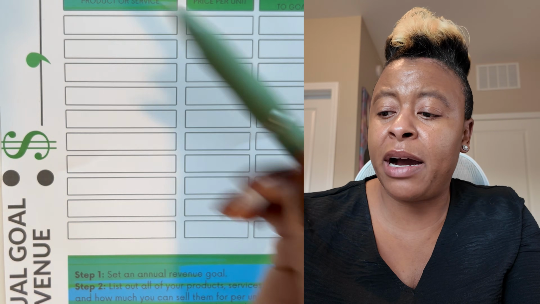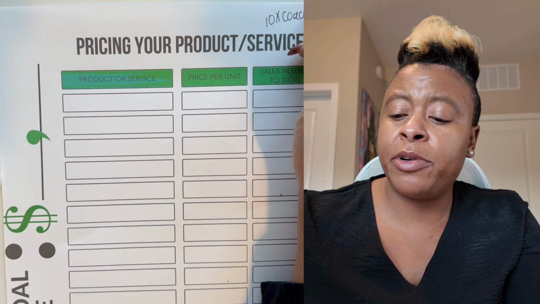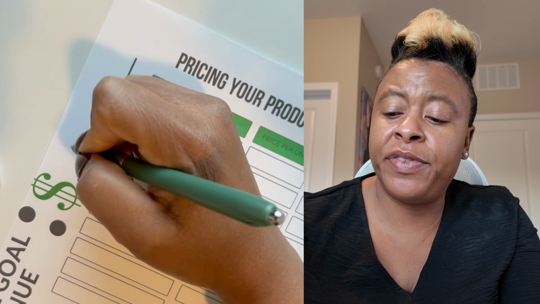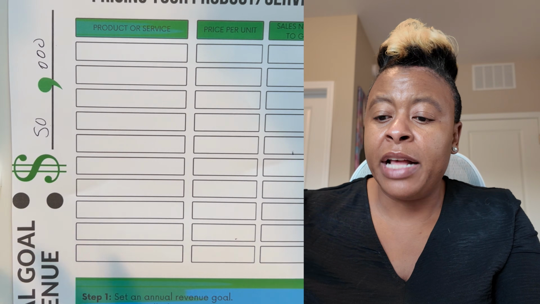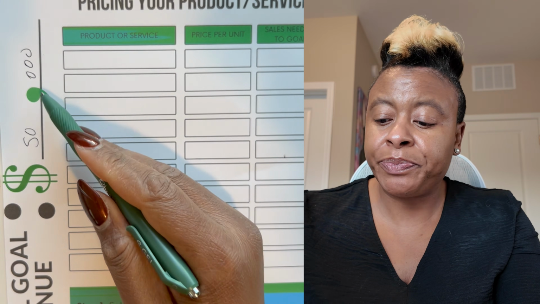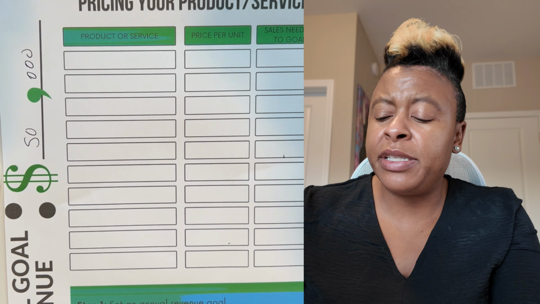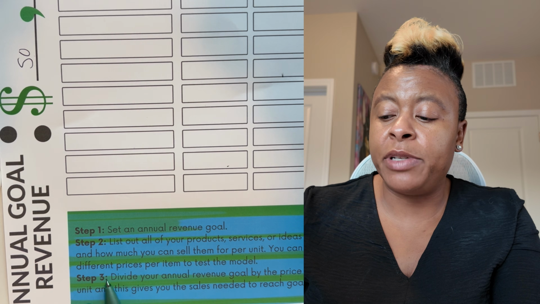So this is all about, I'm doing this planner for my coaching business. So I'm going to say I want to make $50,000 from coaching this year. Okay. And so $50,000 is what I'm going to put over here under annual revenue goal. Then it says step 2, list out all of your products and services or ideas and how much you can sell them for per unit. You can have different prices per item to test out the model.